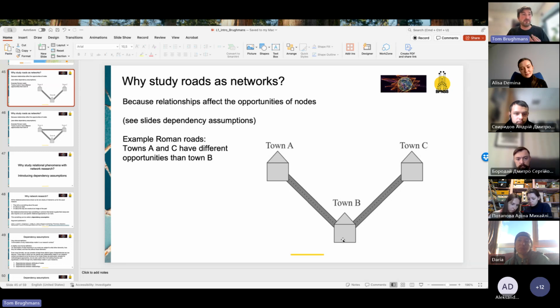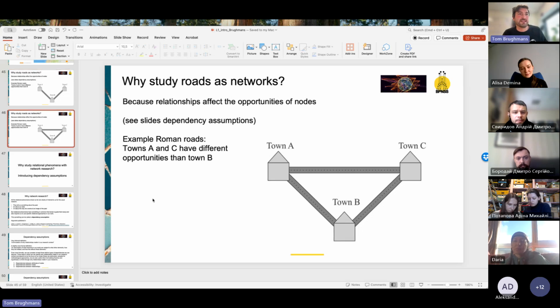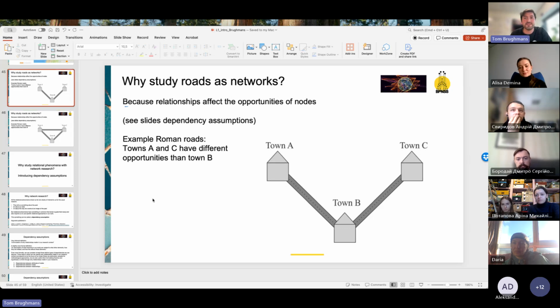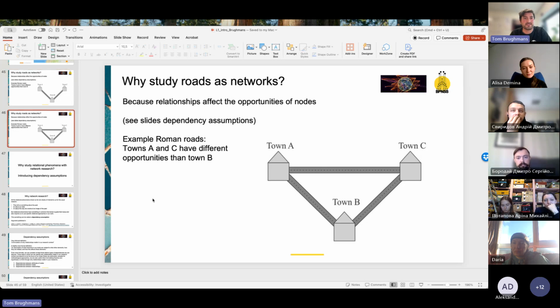Relationships matter because they affect the opportunities of the nodes, how they're positioned, and what these communities in these towns could actually do. Let me give you a final example. Imagine if the people in town A and town C said, I am so sick of these people in town B constantly levying a tax on all of our movement between us two towns. Let's invest our money instead in building a new road. Let's make some new infrastructure. We're making a direct road between town A and town C. So we're going from this system here to this system.